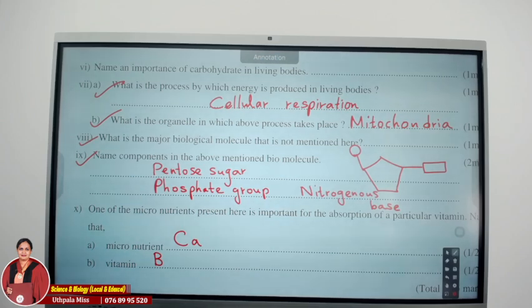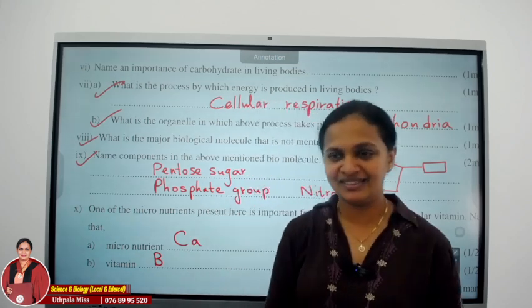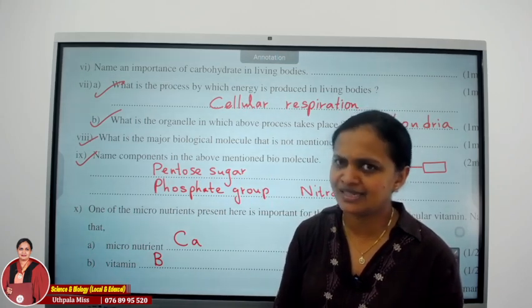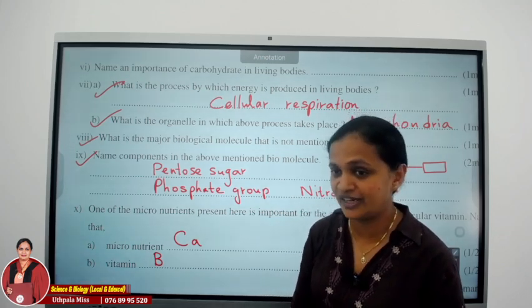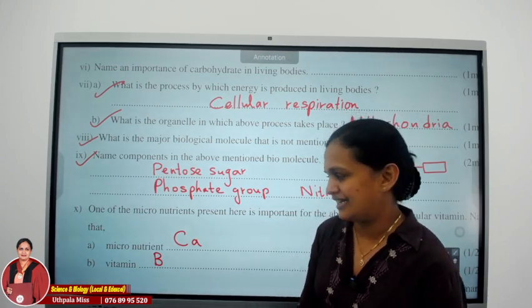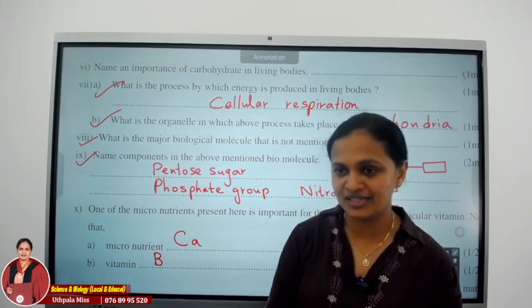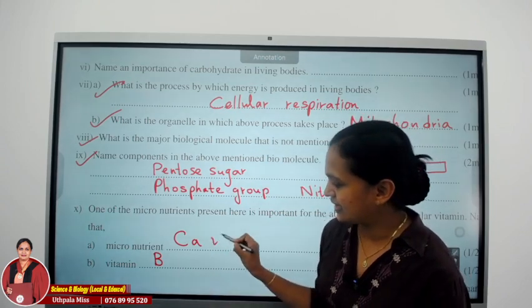Are you sure? Yes, is it vitamin B or D? Now in bones, what do we have? Calcium. Calcium and what is the other? Phosphorus. Calcium phosphate is the main component in our bones, right? For healthy bones, we need both calcium and phosphorus. Actually, yes, you are correct.